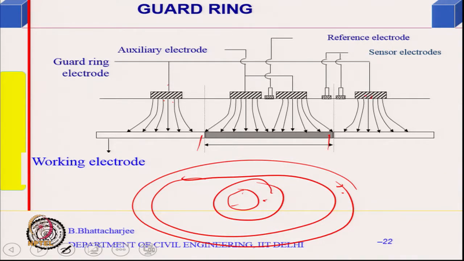This is how one takes care of it, and this is the reference electrode whose potential change you will be measuring. So, you pass current through this and also through this, which are called guard rings, and this is called the auxiliary electrode or counter electrode. So, commercial equipment is available along these lines.